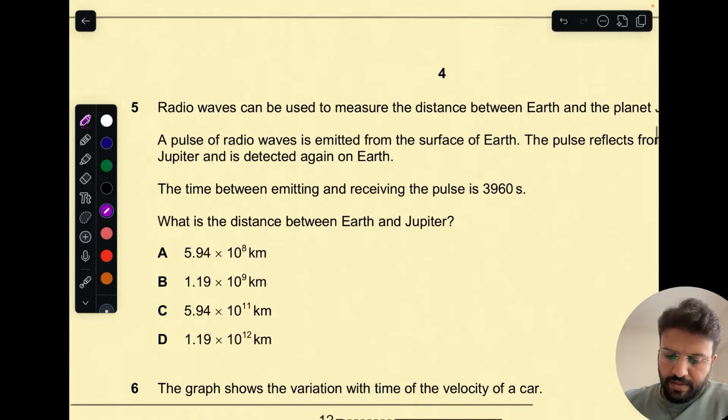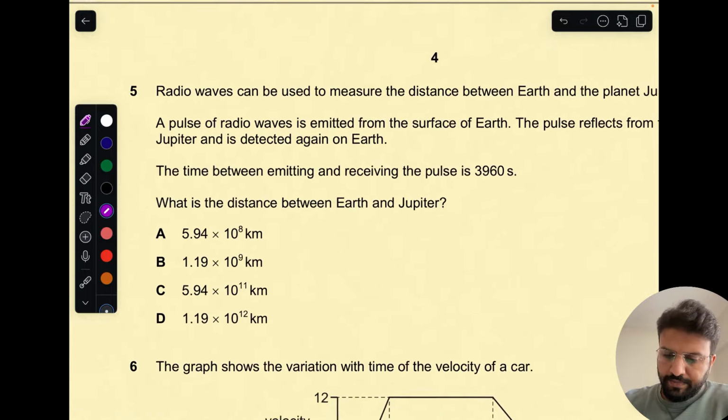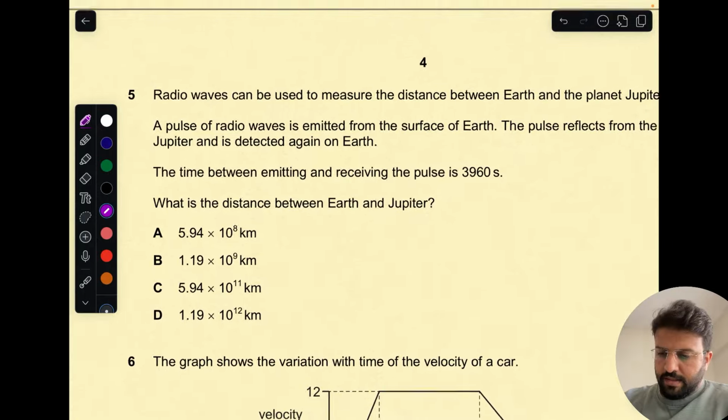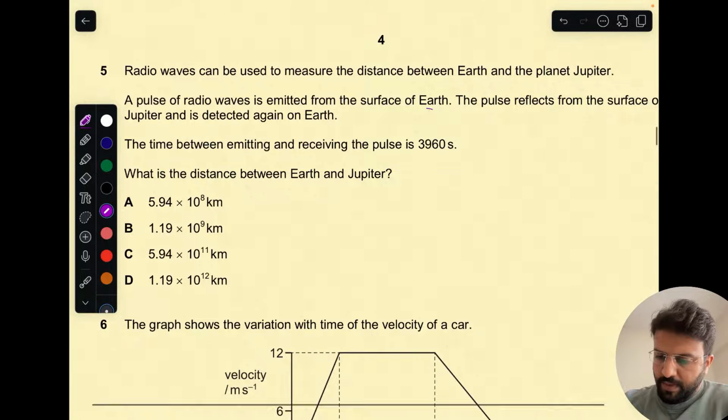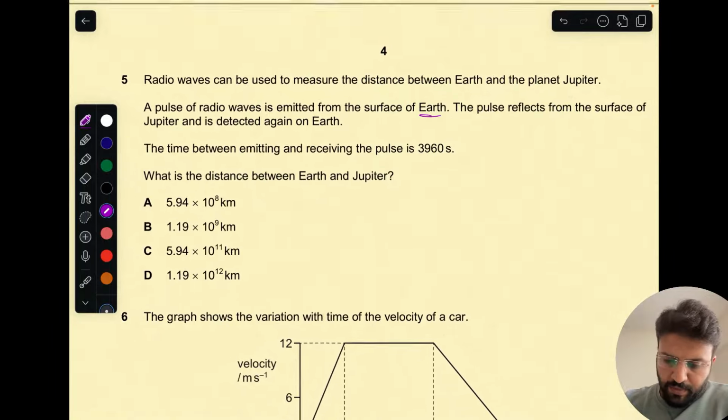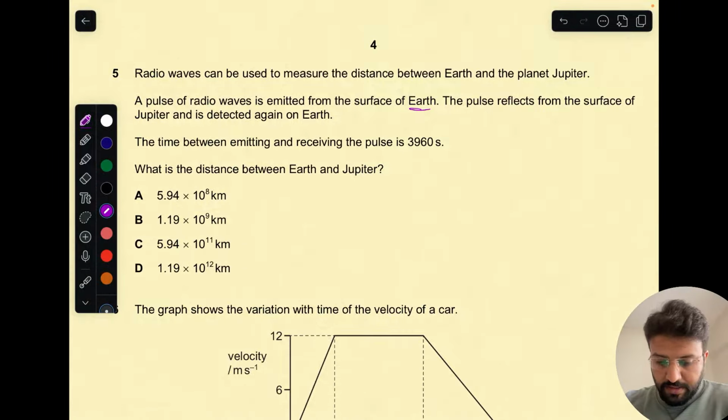So in the next question, radio waves can be used to measure the distance between the Earth and the planet Jupiter. Pulse of radio is emitted from the Earth and it's moving to the Jupiter and is detected on the Earth. The time between the emitting and receiving the pulse is given. What is the distance? Okay, so let's first try to visualize that thing.